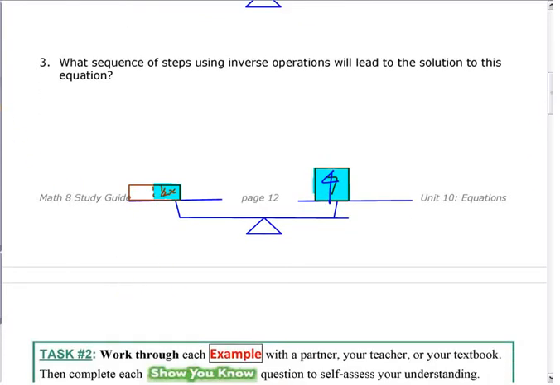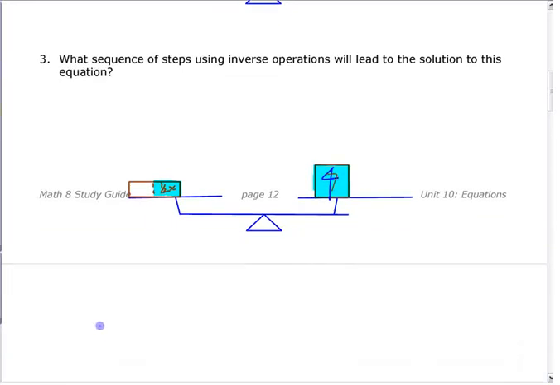What would be our final step then? If half an x is 4, what's the entire x? What is it? What's the final step? Let me redraw it here.